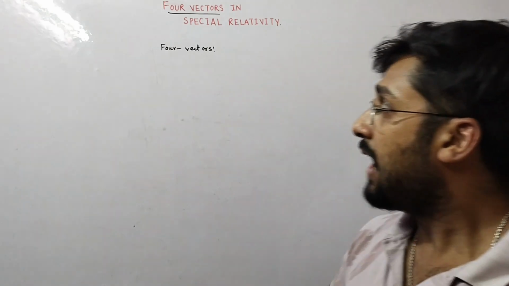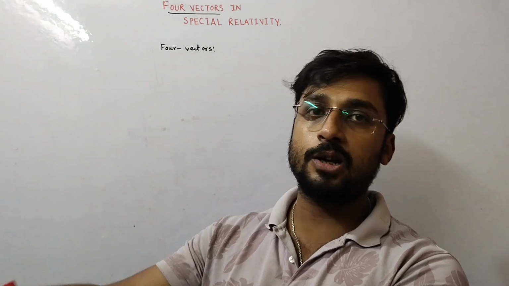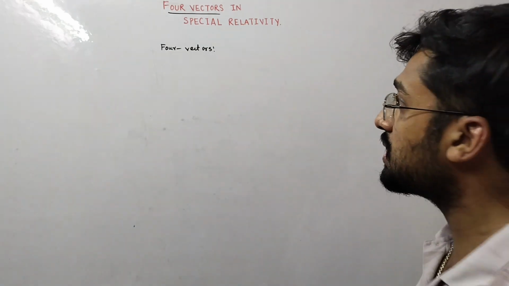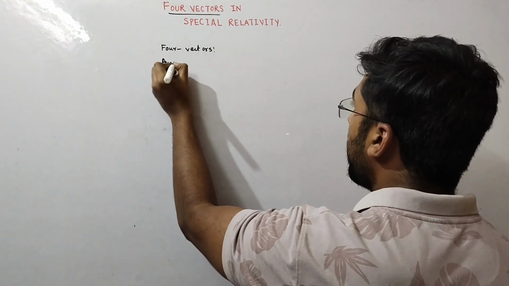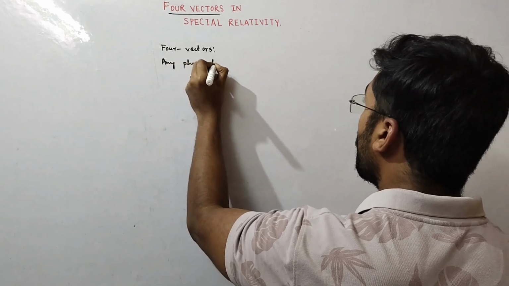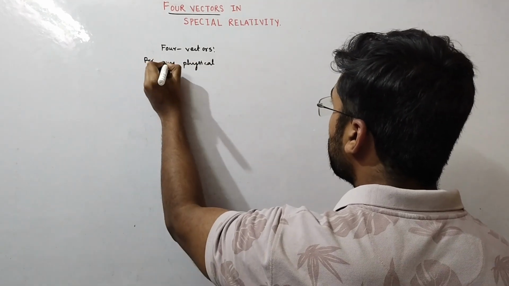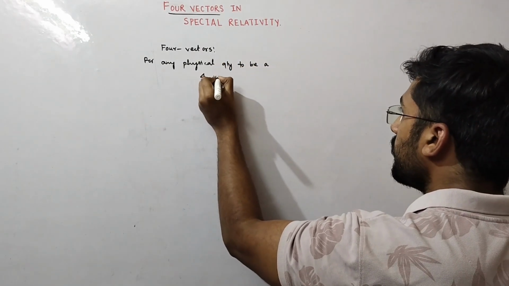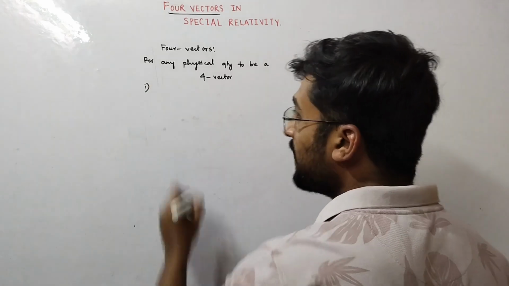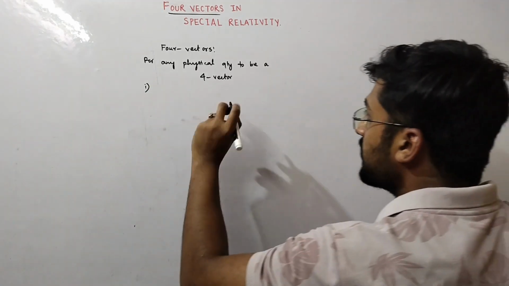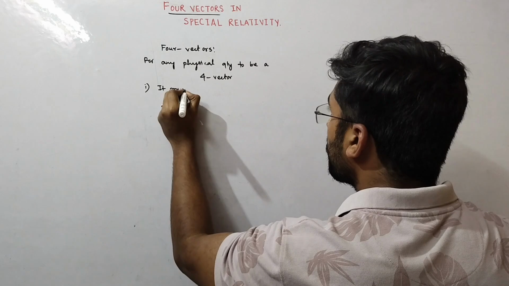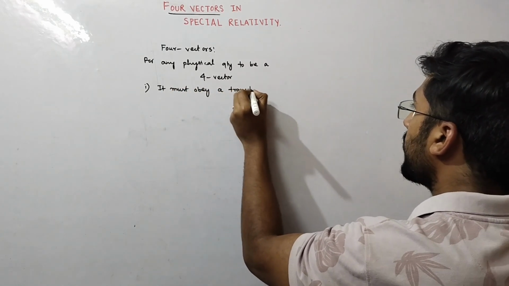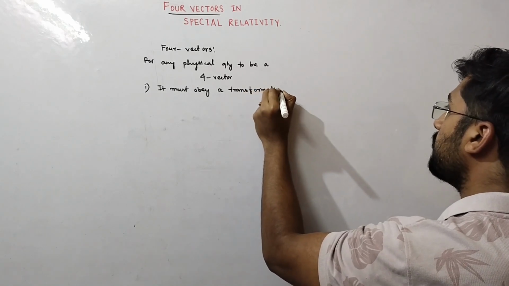In a similar manner, I cannot randomly call any physical quantity a four vector. To call a certain physical quantity a four vector, it must obey certain rules. And what are the rules? The first rule is that it must obey a transformation equation.